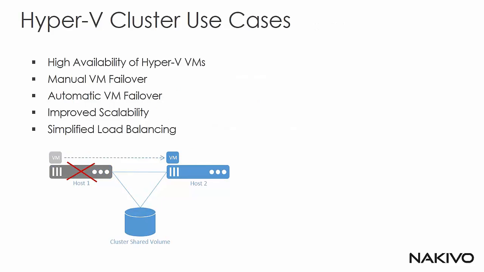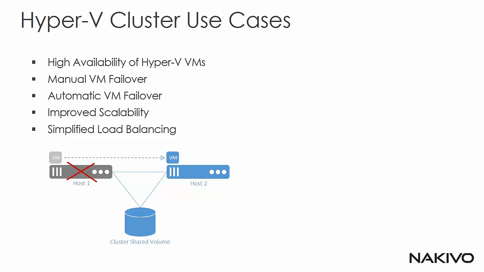The use cases for failover clusters in Microsoft Hyper-V are, first of all, high availability of Hyper-V VMs. Whenever one of the nodes fails, the VMs from this node can fail over to the other nodes of the cluster, assuring that the VMs are highly available. It's done with minimum downtime, probably a couple of seconds. It also allows for manual VM failover and migration, as well as automatic failover.